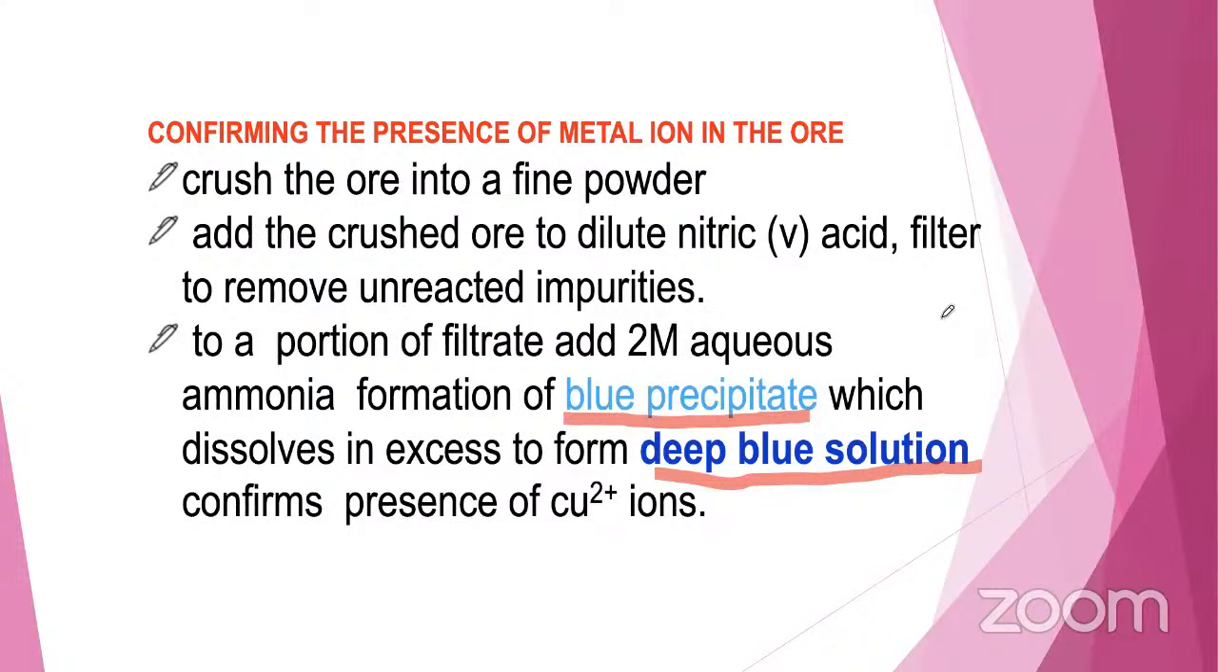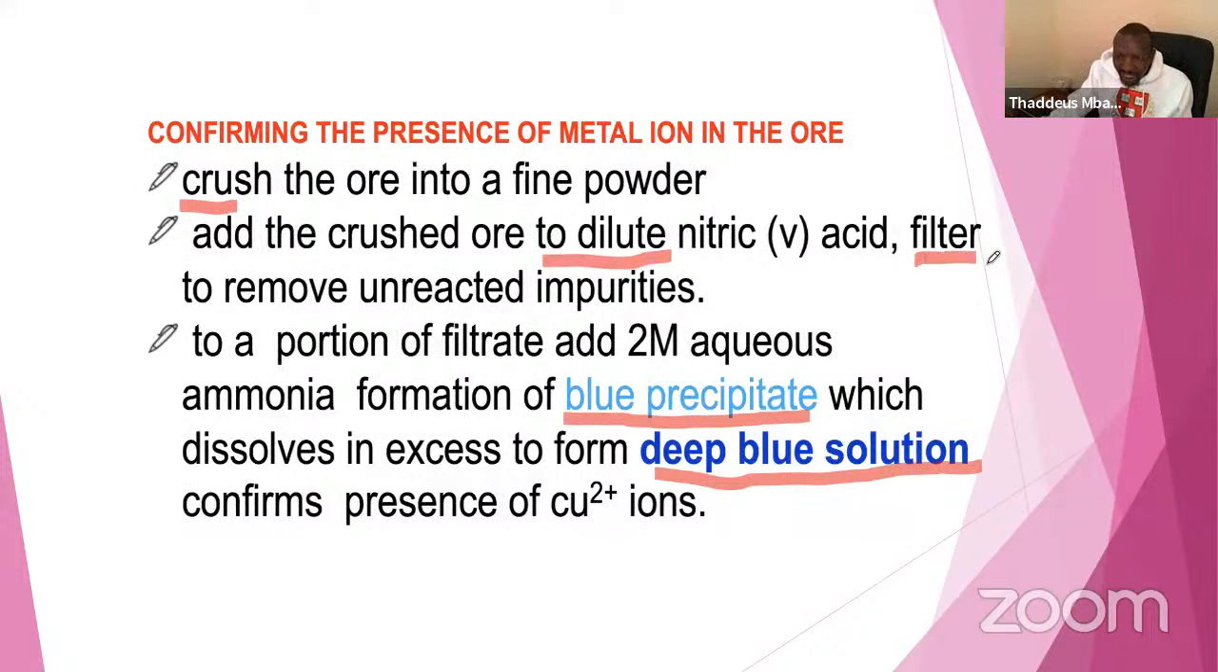So the key word there is you crush the ore. Number one, you add dilute nitric acid to the crushed ore. Filter. Those are key marking points. Then to a portion of the filtrate, add 2 molar aqueous ammonia. Formation of a blue precipitate, insoluble in excess, confirms presence of copper ion. Remember, even when you use sodium hydroxide, you're going to get a blue precipitate which is insoluble in excess. And you have those notes we gave you under the test for cations and anions. I think we can proceed.